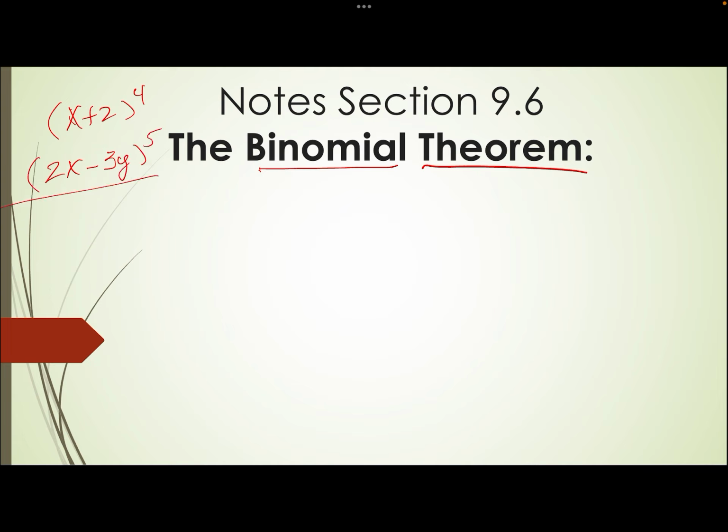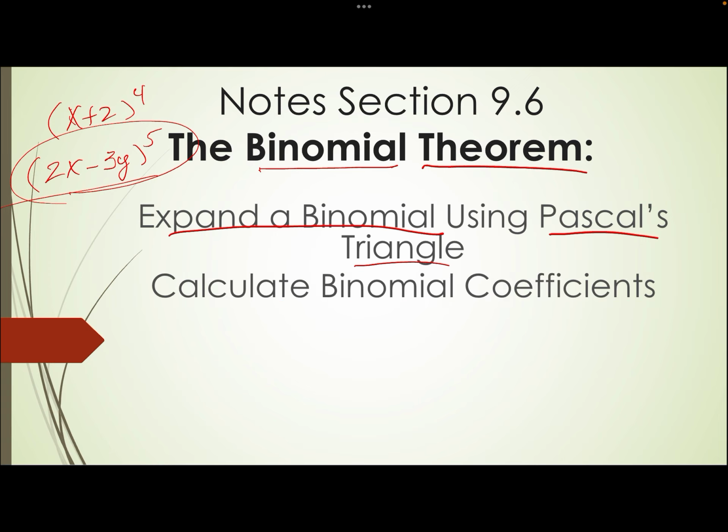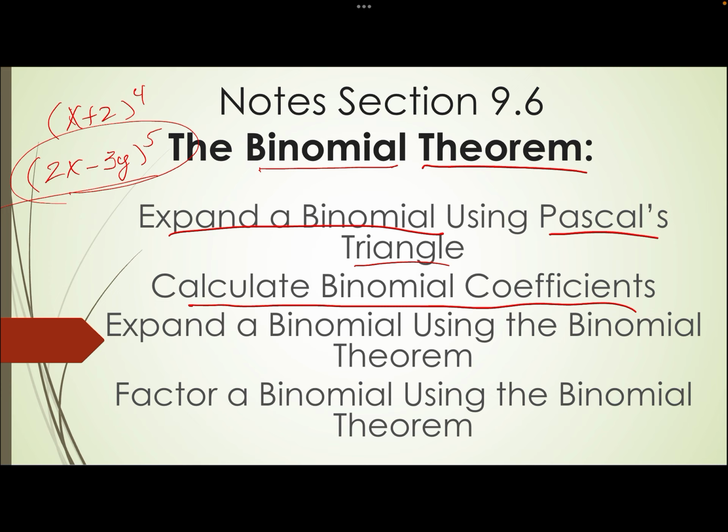Instead of multiplying that out all the way, we're going to use Pascal's triangle, and I will show you what that is if you haven't seen that before. We're going to expand a binomial, which means do the multiplying using Pascal's triangle. And we're going to calculate binomial coefficients, partly by using Pascal's triangle, and then a couple other steps. We're going to expand a binomial using the binomial theorem. We're not going to do any factoring.